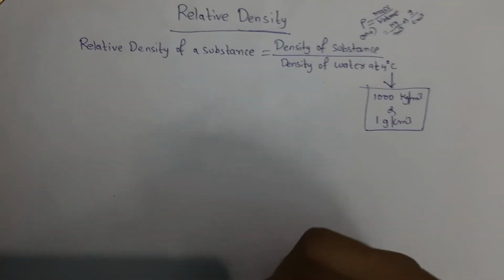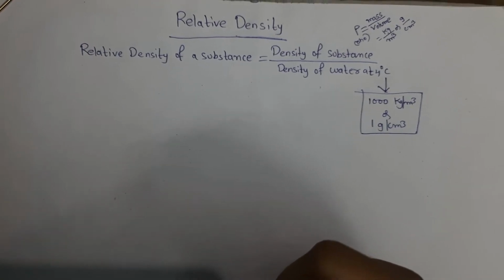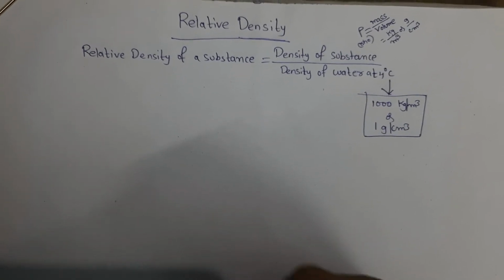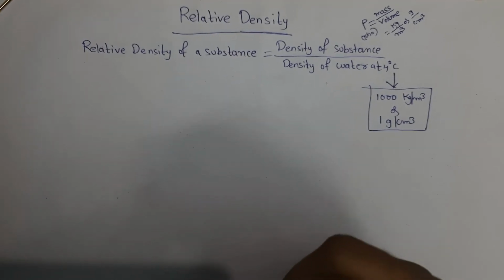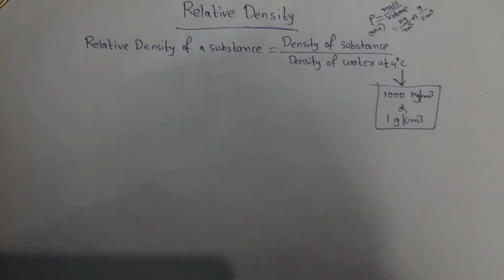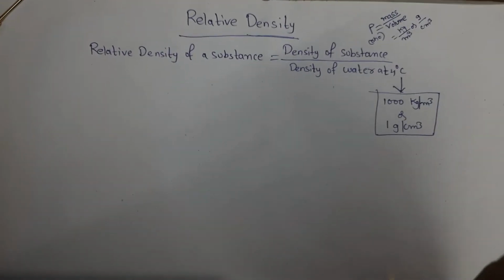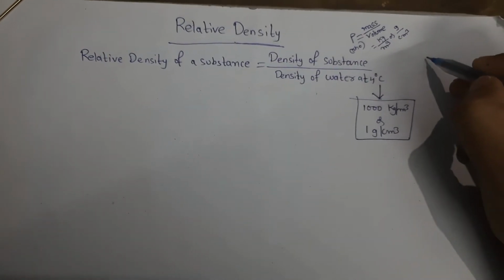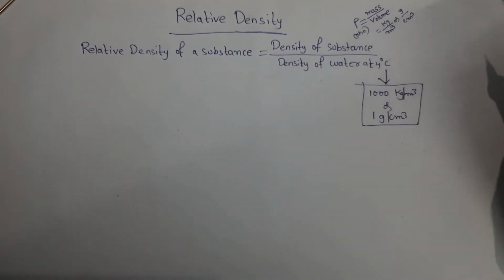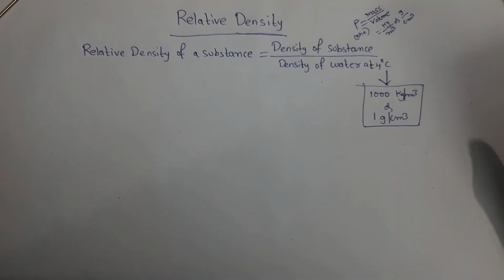For example, if we want to find out the density of iron compared to the density of gold, what are we going to do? First we will find out the density of iron, and then we will find out the density of gold, and we will compare both, and then we will decide which one is denser.